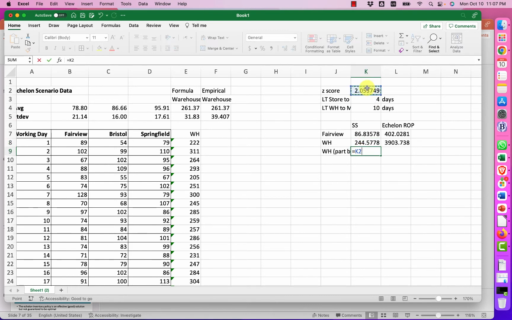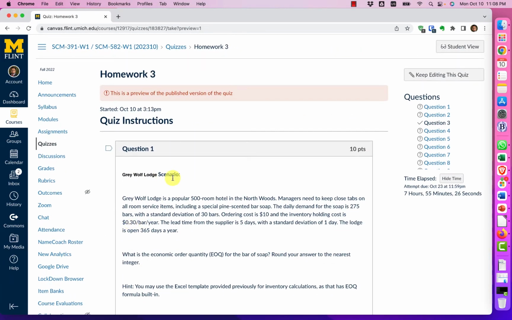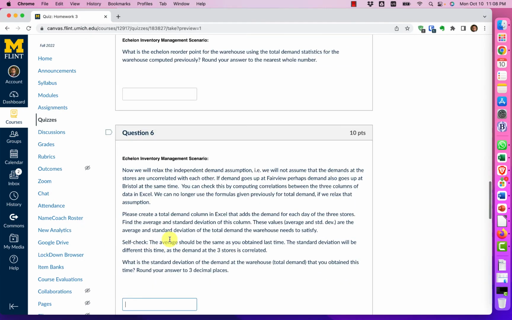We get z-score times this standard deviation, which is calculated using this total column, times the square root of the lead time. This is because lead time is fixed and only demand is variable. If lead time was also variable, we'd have a more involved calculation, a little bit longer formula, which we did when we did the safety stock for the problem prior to this one, the regular problem about the hotel. In that problem, we did the case where the lead time is variable, the Gray Wolf Lodge scenario. Okay, so let's go back.